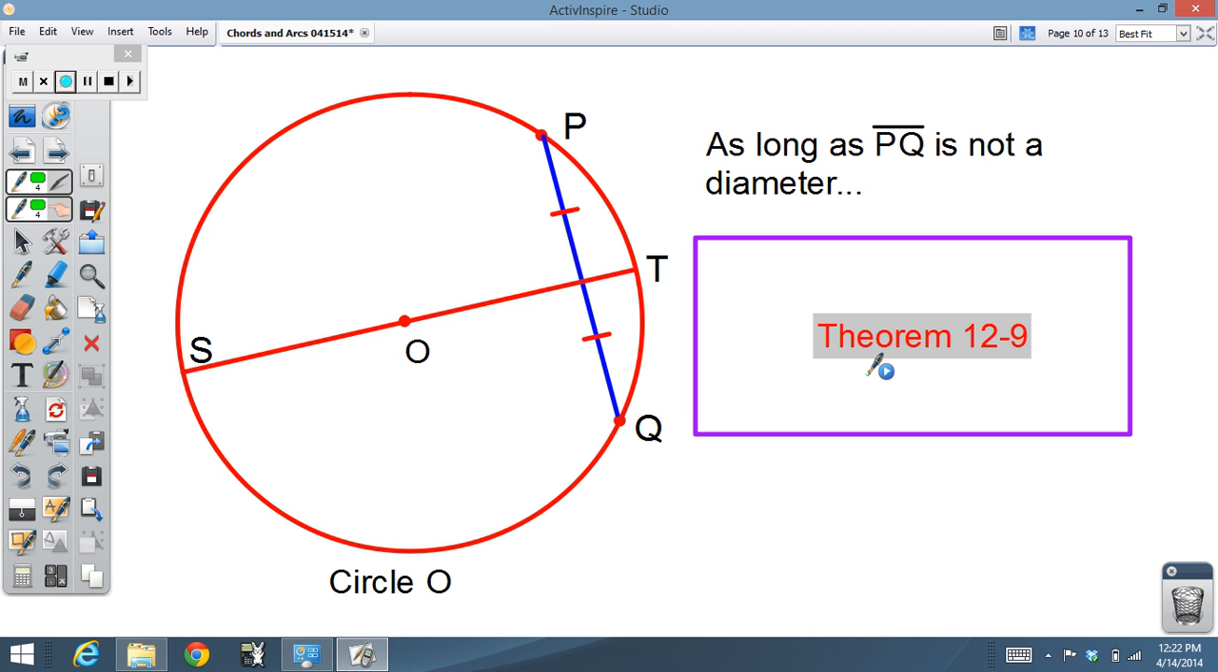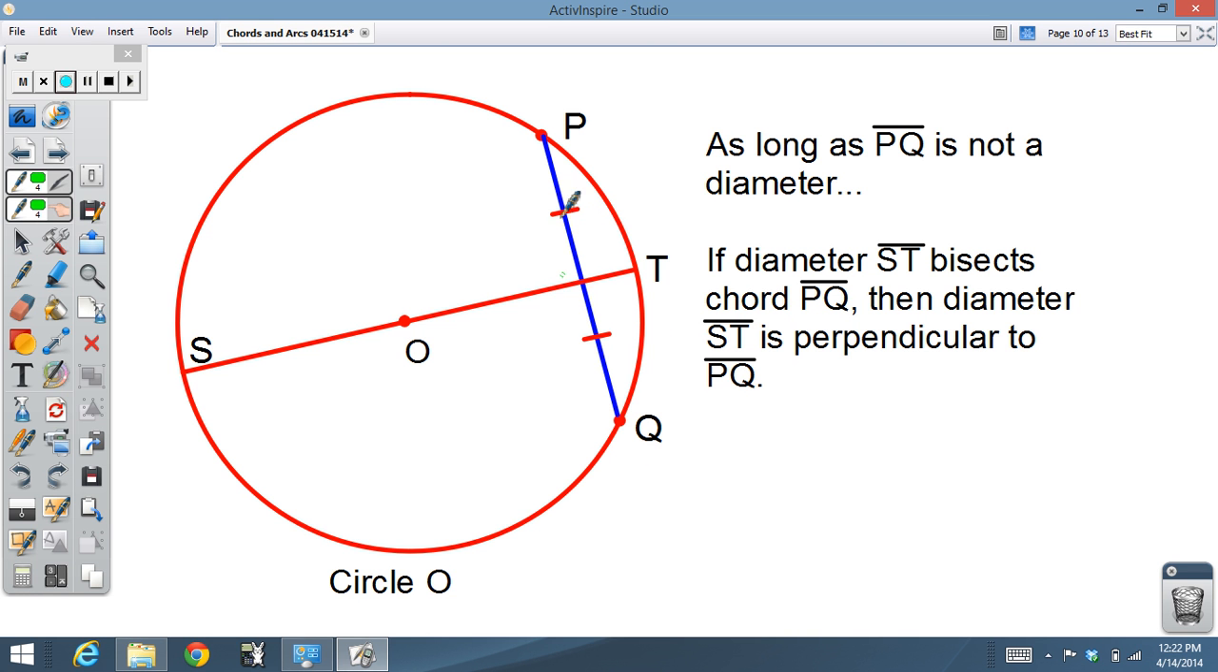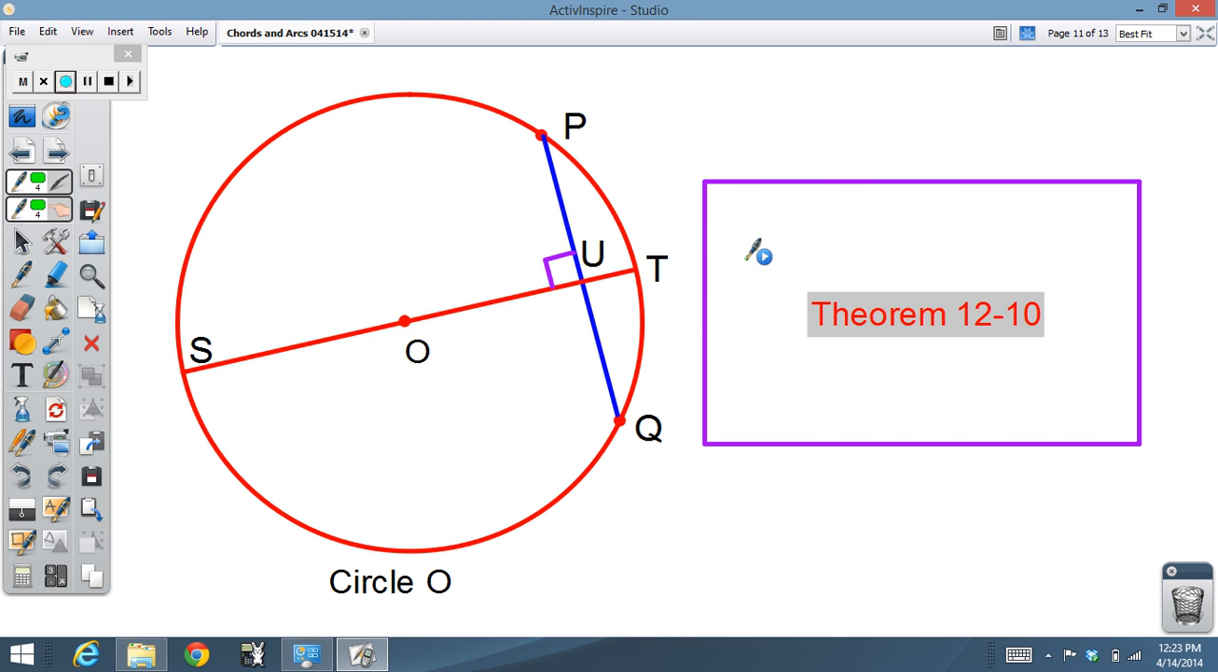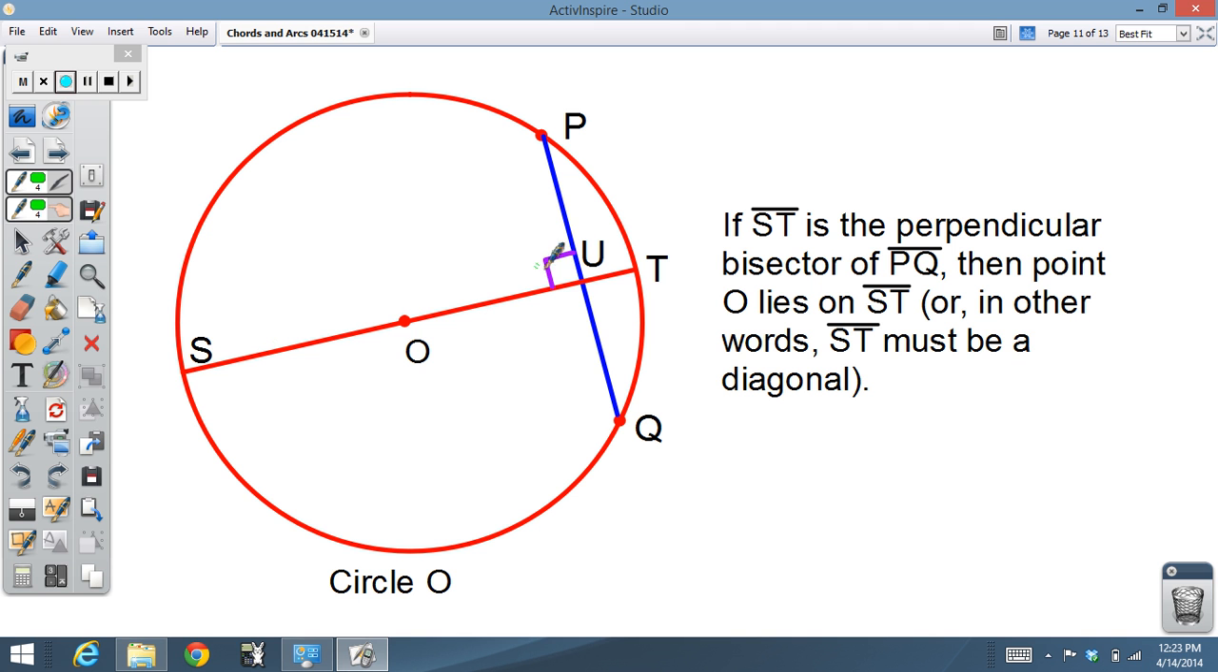Next one, as long as PQ is not a diameter, if this chord is bisected, or if diameter ST bisects this chord PQ, then ST and PQ must be perpendicular. Finally, theorem 12.10 says if ST is the perpendicular bisector of PQ, then point O must lie on ST, or in other words, ST must be a diameter.